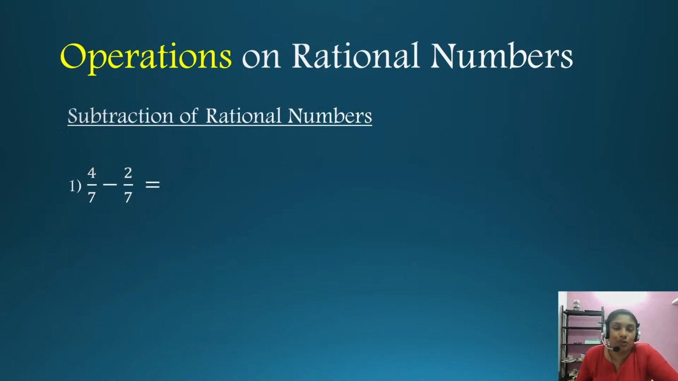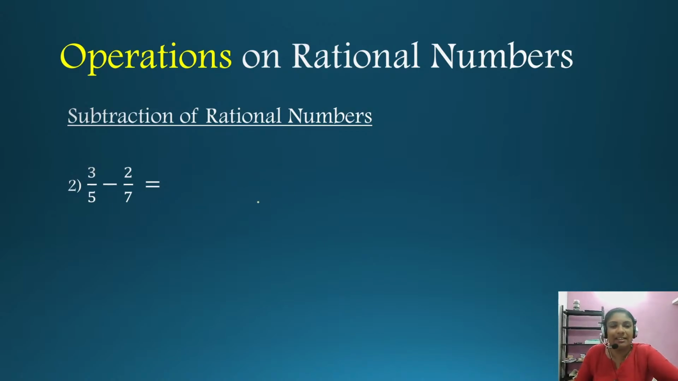Now, subtraction of rational numbers. The same method. The only difference is that minus is present between the two rational numbers. Let's see the first question. 4 by 7 minus 2 by 7. Here also the denominators are the same, so we can write the denominator as such. Now we can operate on numerators, right? 4 minus 2. So that means 2 by 7 is the difference.